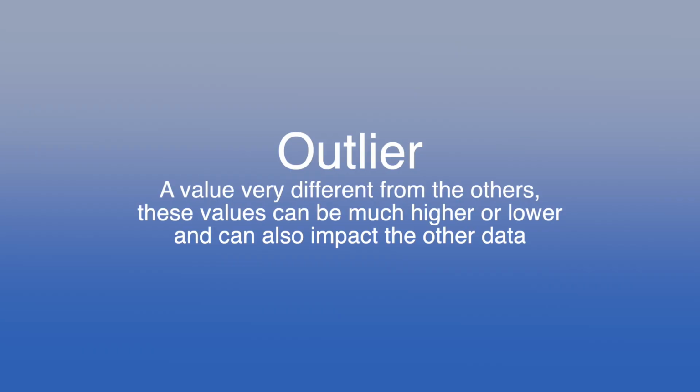Now the next term I want to talk to you about is the outlier. Our definition of outlier is a value that is very different from the others. Sometimes it could be a lot higher or it could be a lot lower. And outliers can change or have an impact on the other data.